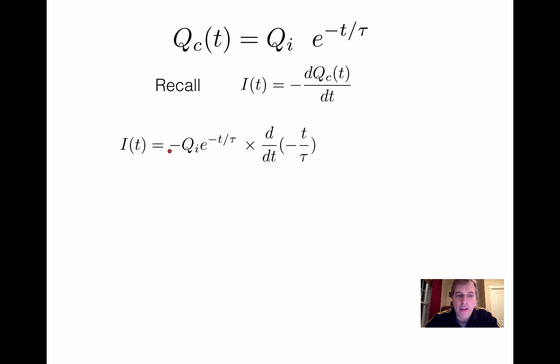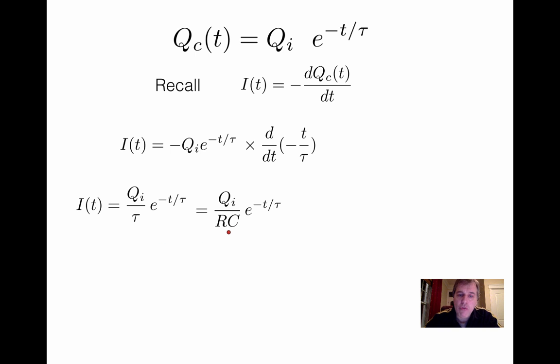So putting all that together, we get this. I of t is minus, this minus sign here comes from here, okay? Minus Qi, the exponential, times the derivative of the exponent, which is minus t over tau. Remember, tau is a constant, so if you differentiate with respect to time, the variable is t here. The derivative gives simply minus 1 over tau, because the derivative of t is just 1. So multiplying everything together, we get this. That's the current as a function of time in the discharging RC circuit. Of course, we can also rewrite that by using the fact that tau is just R times C. So we could write it this way.